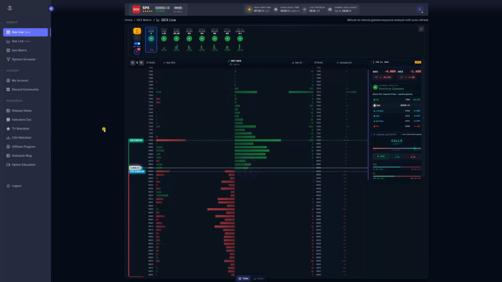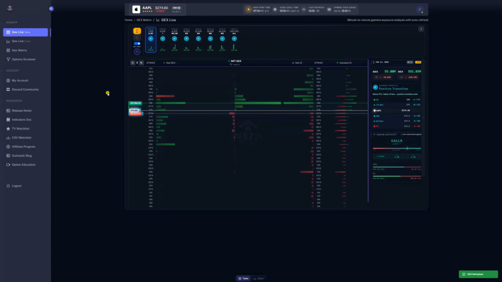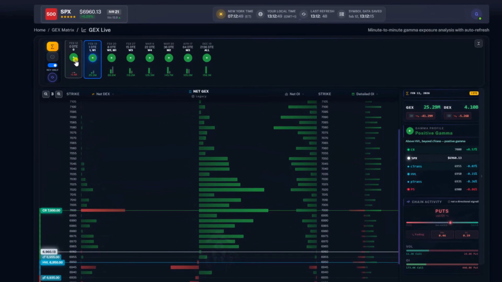You can either type directly in the search field, or you can just start typing, for example, Apple, and it will come up as it would do on the TradingView charting application. So going back to SPX, you can select the expiration here, and you see the options metrics and net gamma exposure for the selected expiration and the selected underlying ticker. This table refreshes every single minute.